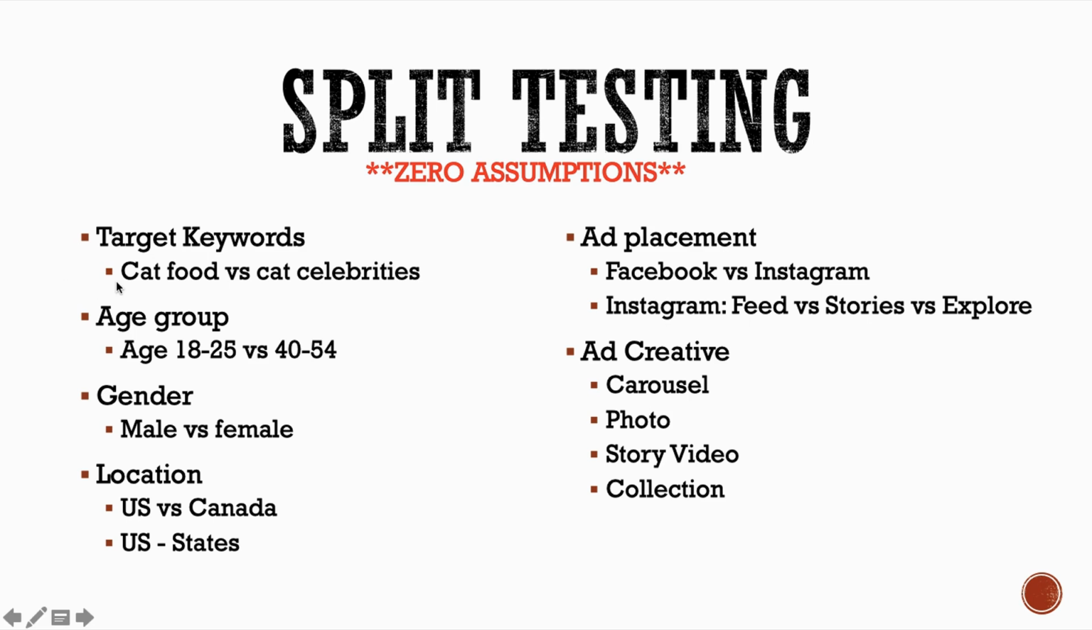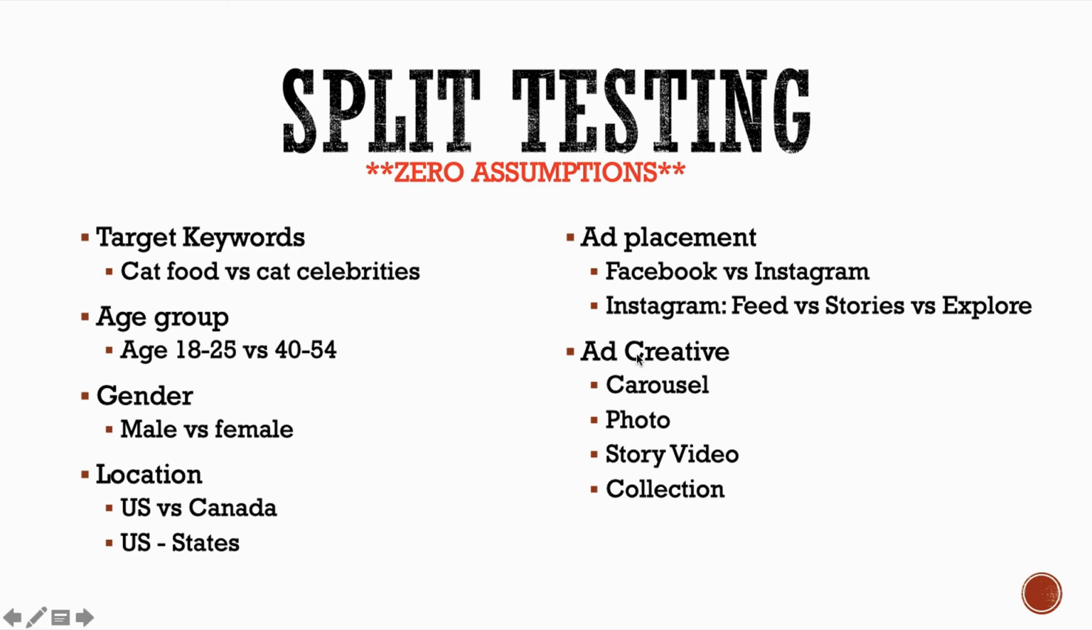This is an example. For example, if you are in the cat niche, obviously the keywords will change based on your niche. You can also split test between different types of age groups, so 18 to 25 versus 40 to 54. You can split test the different genders, male versus female, location, US versus Canada. You can also split test if you're just doing the US, and you can split test the different states. Sometimes certain states convert better.